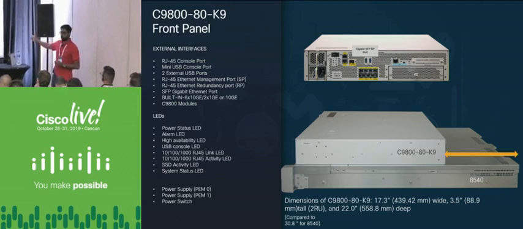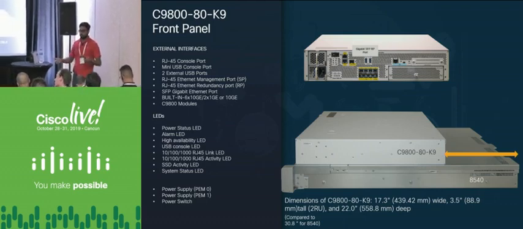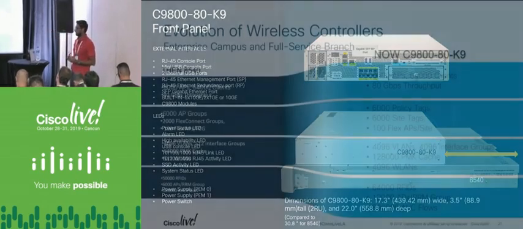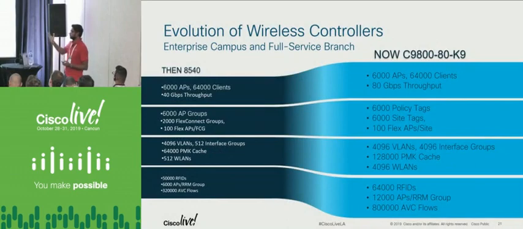But look at it, anyone familiar with the 8540 or the 5520s, those are UCS-based boxes. You'd know that they occupy a huge amount of space in your lab. So this is about 30% smaller in terms of form factor, but packs a punch in terms of features. So from the 8540 to the 9880, you would see that the features are matched, if not greater than what the 8540 used to offer, with twice the amount of throughput.